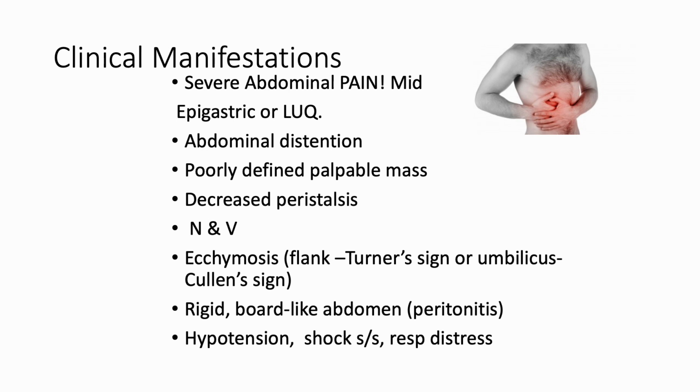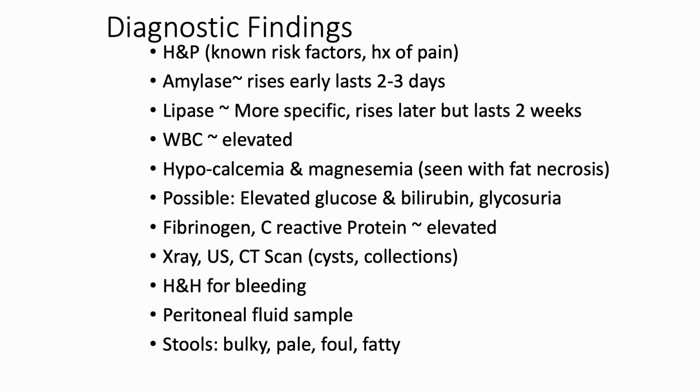As it progresses, the abdomen can become rigid and board-like. That's your peritonitis, which can also, as it progresses, lead the patient to go into shock, with signs and symptoms of shock: hypotension, tachycardia, and also respiratory distress.